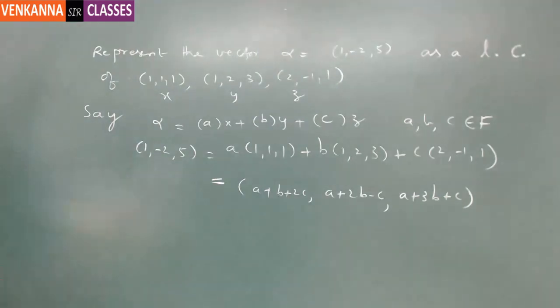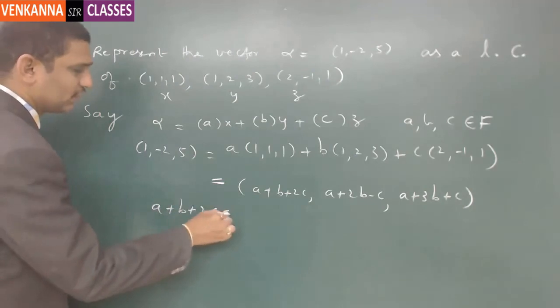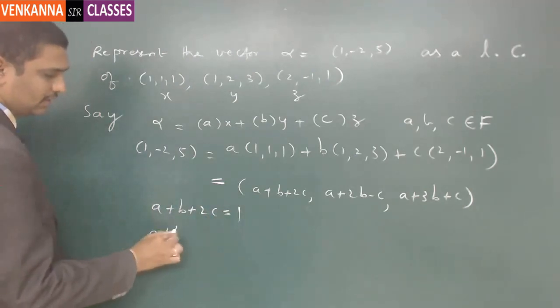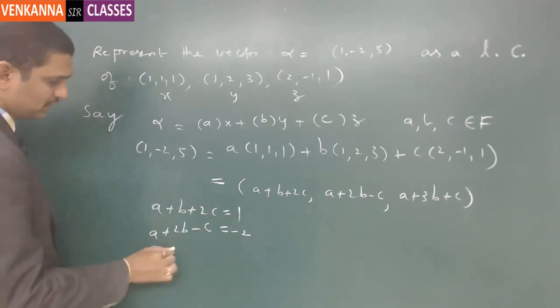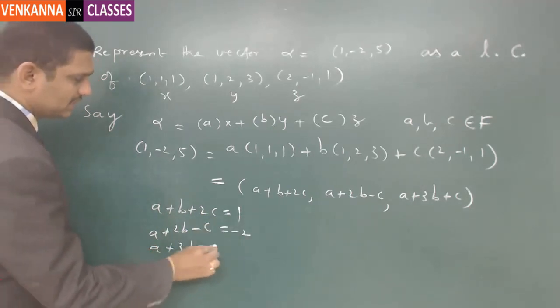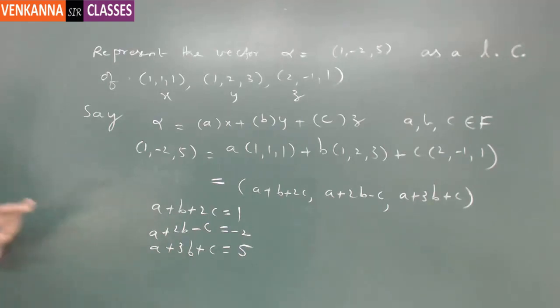If you equate them, a plus b plus 2c is equal to 1, a plus 2b minus c is equal to minus 2, a plus 3b plus c is equal to 5. Accepted? Please check. Now I request you to solve these equations. Give me the values of a, b, c.